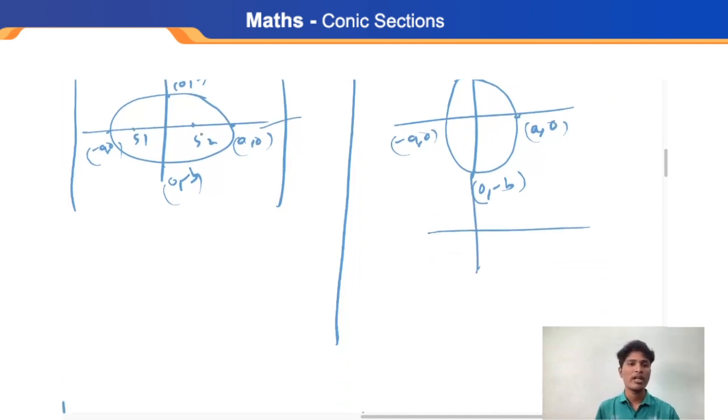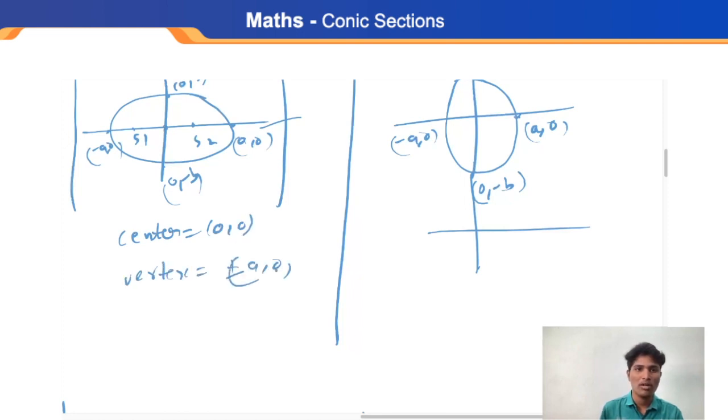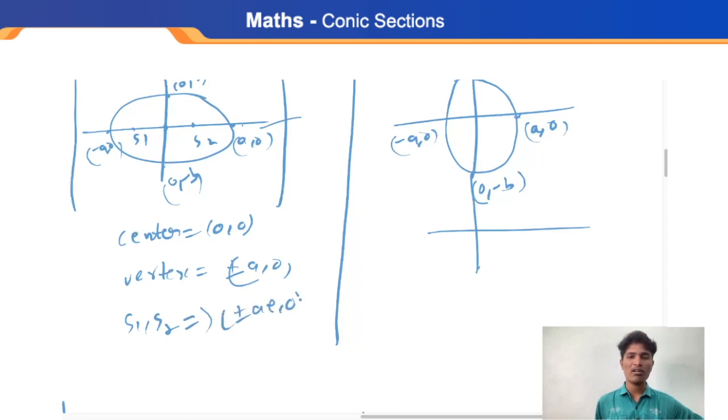Now comes the important point. Here what is a vertex? Now here it is not the vertex, here it is a center. Center is equal to 0 comma 0. And what is the vertices? Vertices is equal to plus or minus a comma 0, because these are the vertices. And what is the focus here? S1 S2 is equal to plus or minus ae comma 0 here. But here what is the center? Center is equal to 0 comma 0, same. But the vertices here, it is here, this one.